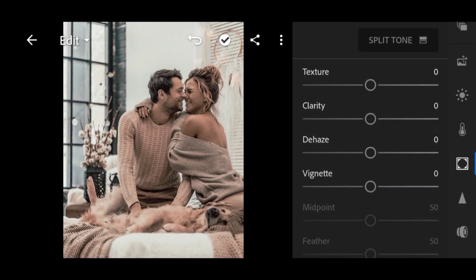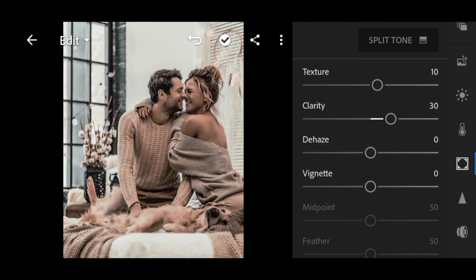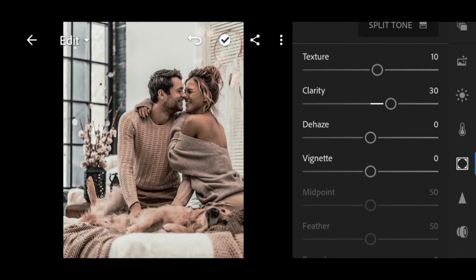Third, go to effects. Texture plus 10. Clarity plus 30. Dehaze plus 24.